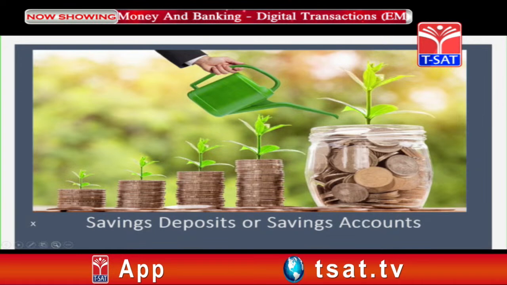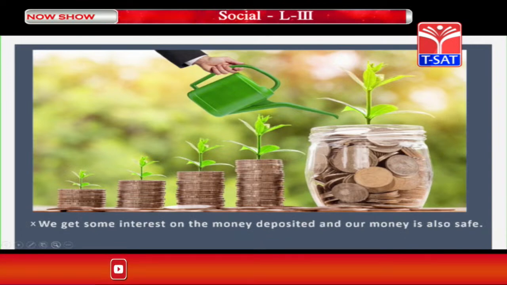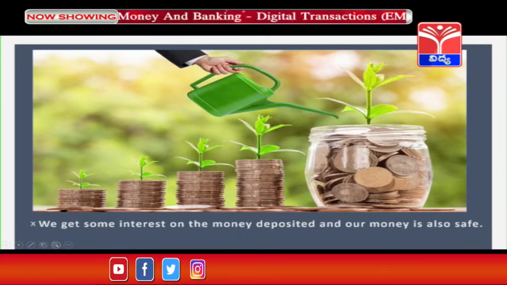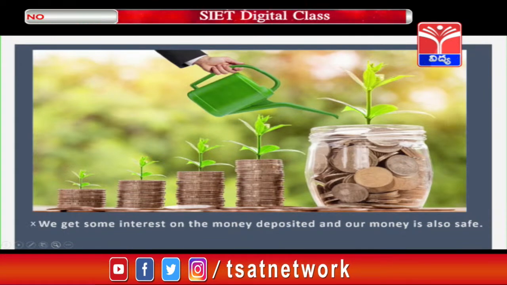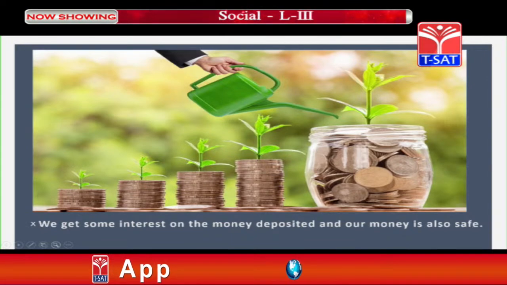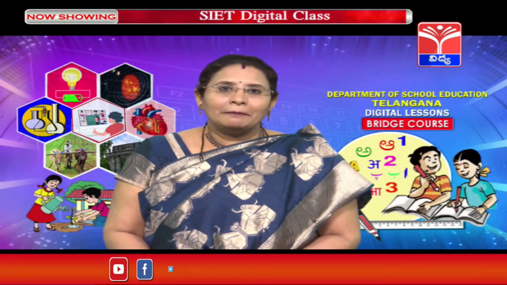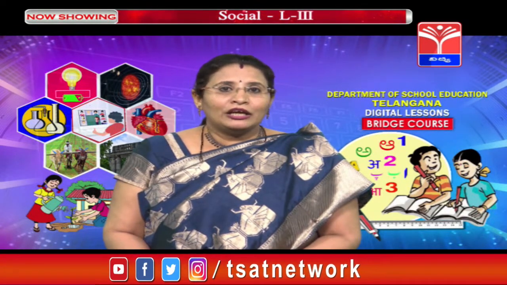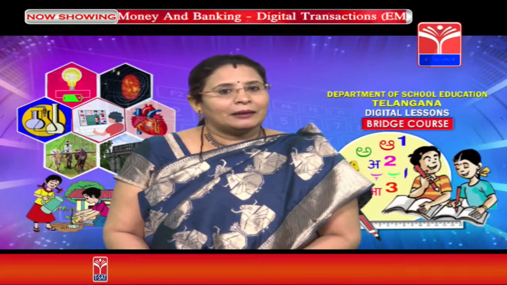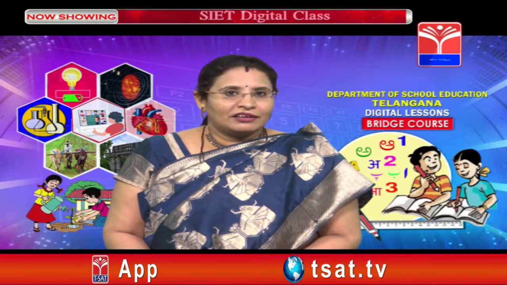But after saving the money, can't we keep it at home, children? Why do we go and keep it in the bank? Yes, we keep it in the bank because we get some interest on the money deposited in the bank, and at the same time our money will also remain safe. The bank will guarantee that they will keep our money safe, and that's the reason we deposit the money in the bank. And we have one more advantage, children, that whenever we need money, we can withdraw it, and the bank promises to pay it on our demand. So, this is all about the savings account.